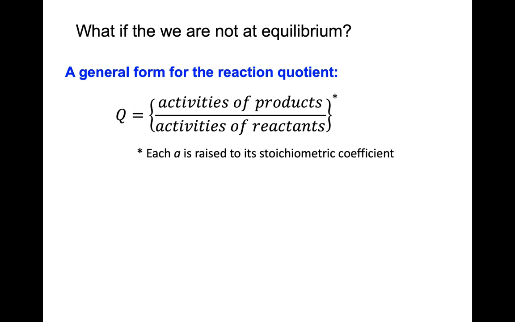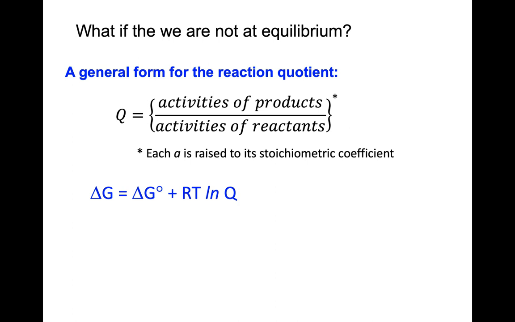So for example, our cell: we could start off with a particular concentration of ions in each half cell, and that would give us the activity. Where are we in the reaction? We can then connect this to free energy change.